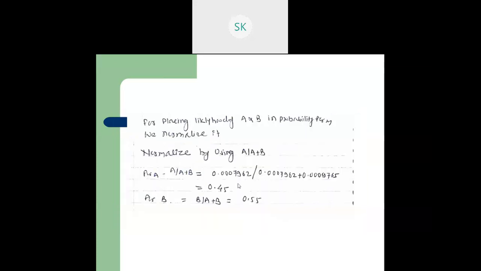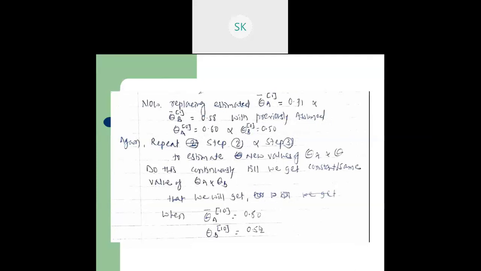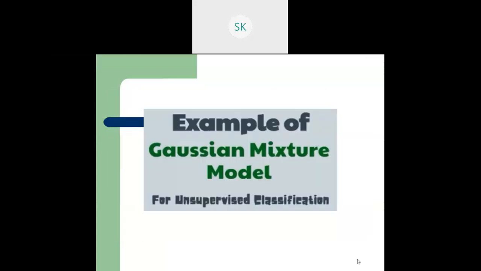Computation is performed by doing the normalization, a standard way in which the likelihood is converted into a probability form: A divided by A plus B. This way we compute for all the sequences we have. Then we update theta A and theta B, that is the maximization step. We need to continue this till it saturates, till we get constant values of theta A and theta B. So this is estimation and then maximization, that is the expectation maximization.